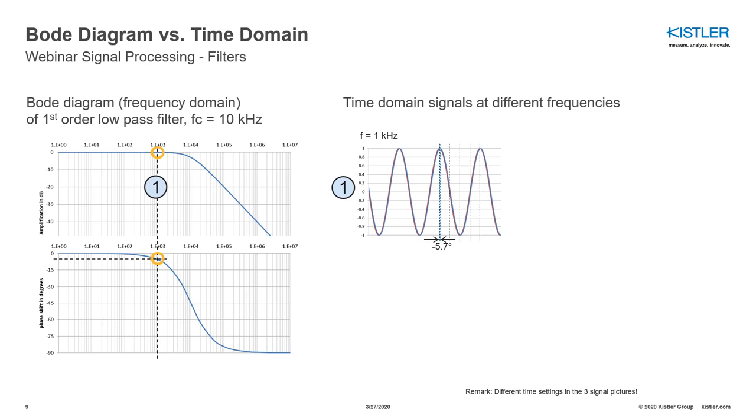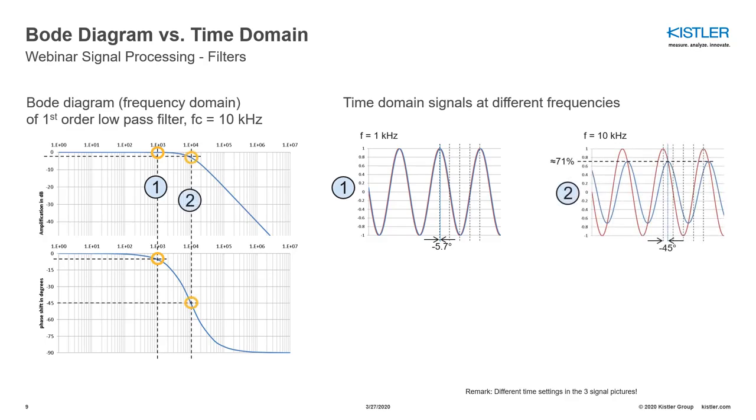Now we are increasing the frequency to point number 2, which is at 10 kHz. Again, we have a look into the Bode diagram on the left side, and we can clearly see that at 10 kHz we are at the -3 dB point. So the amplification is -3 dB. If we have a look into the phase response, we see that at 10 kHz we have a phase shift of -45 degrees. So again, we see how the filter reacts in the time domain on the right side.